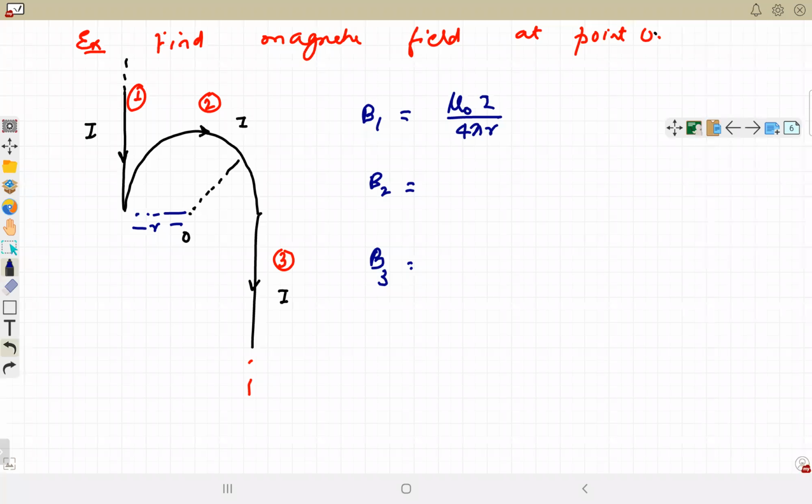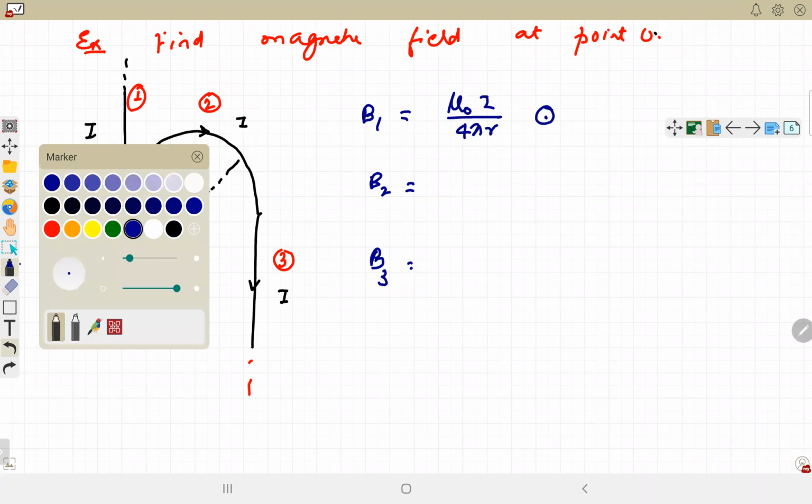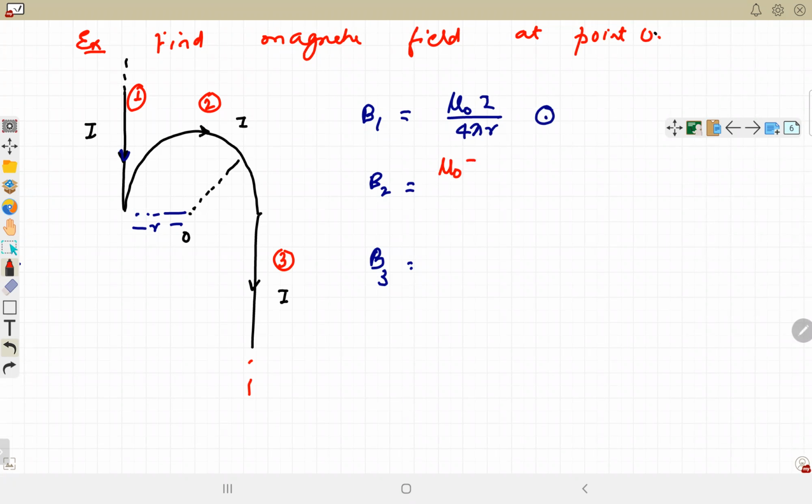Outwards? Right. So the magnetic field, the current is downward, so keep the thumb downward. Open your palm towards O. Then upward is the magnetic field, which is coming out of the plane. If it is coming out of the plane, then it is a dot. Due to the second loop, which is a semicircle loop, the magnetic field formula will be mu naught I by 4r, and it is clockwise, so going into the plane.